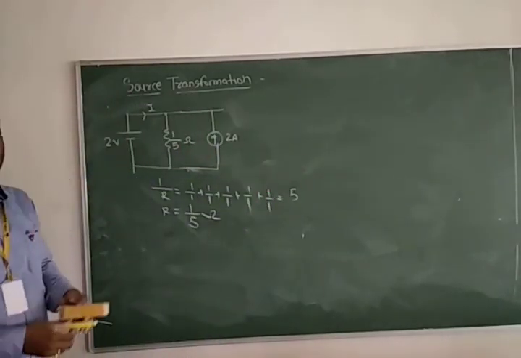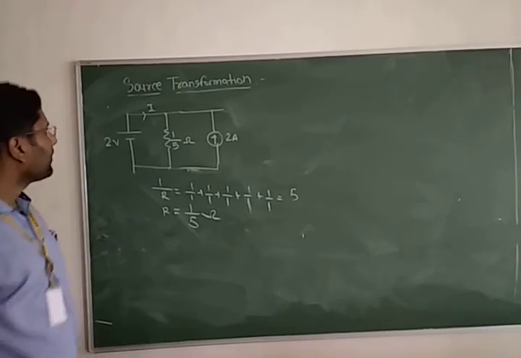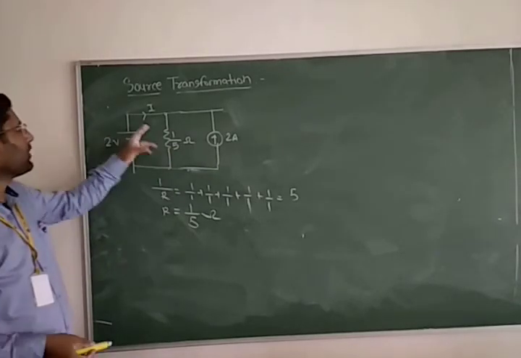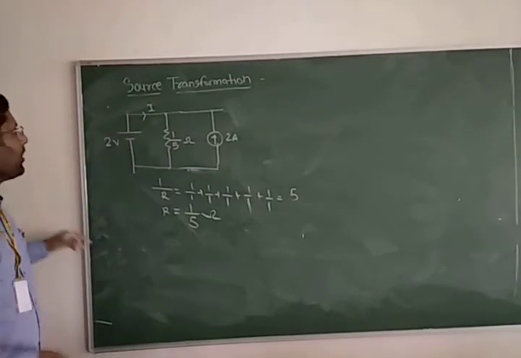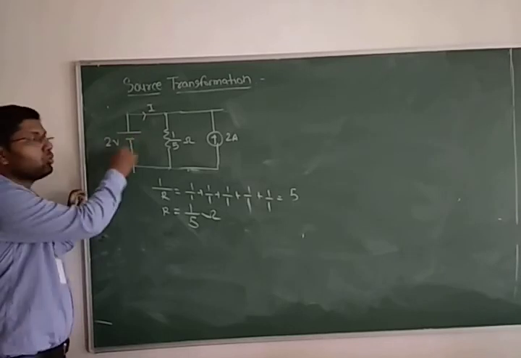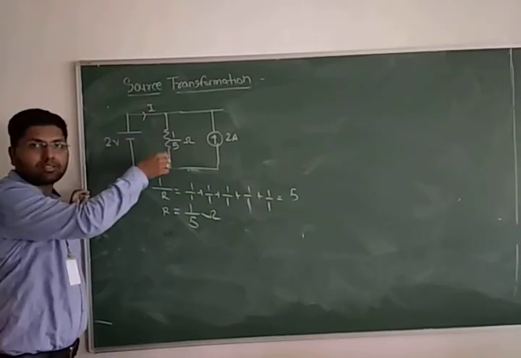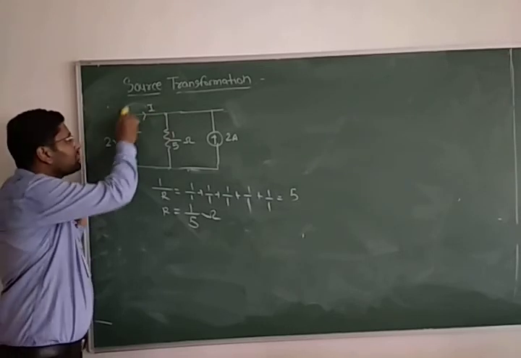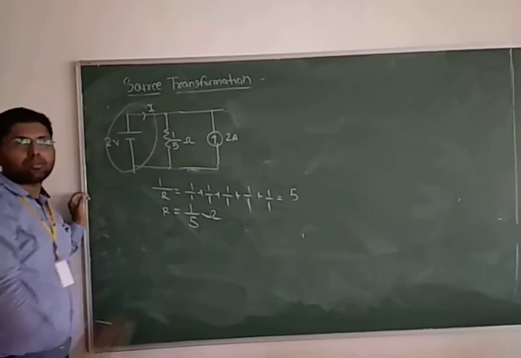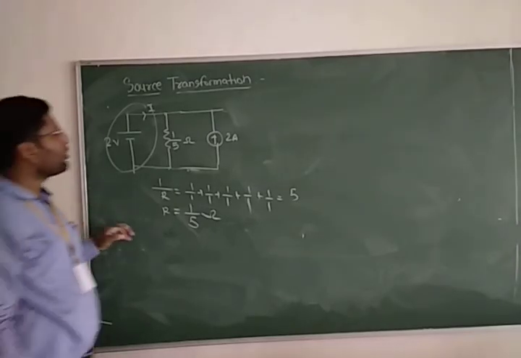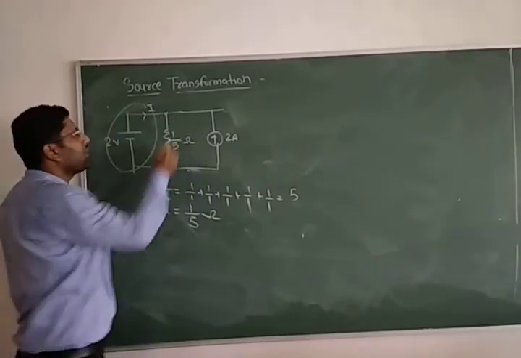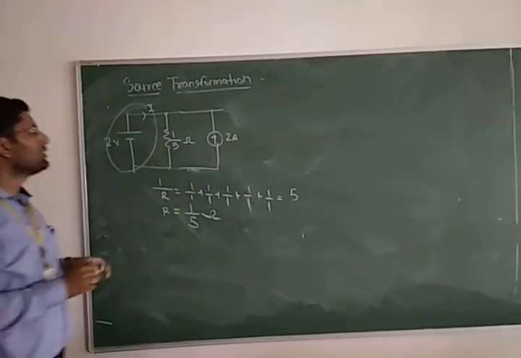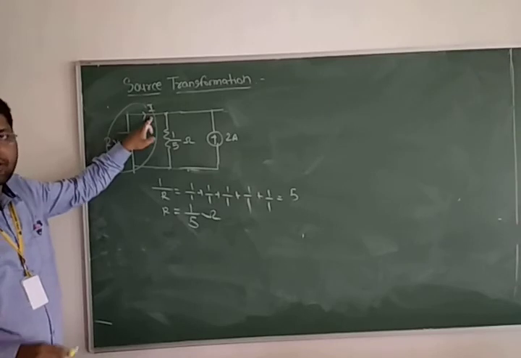Now you have to find out the current. Now you can convert that into a voltage source, or you can use another method. Now you don't have to change this 2 volt. You can't change this 2 volt into a resistance or current because you have to find out the current through that branch. So this part you can't change. You can find it by using the KCL or KVL method, and find out the current I through this resistance.